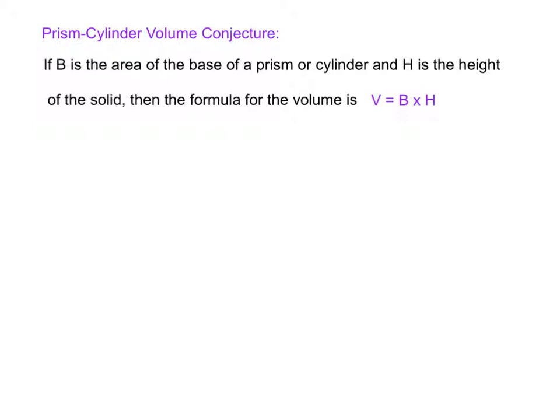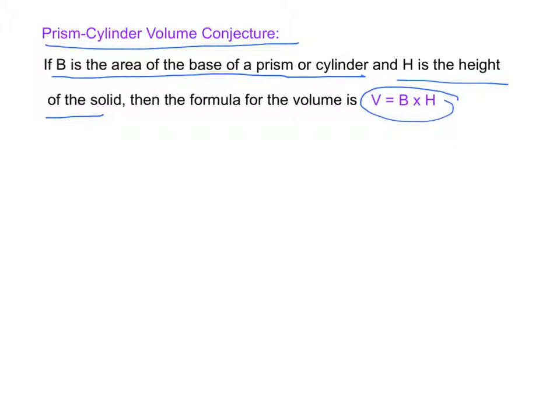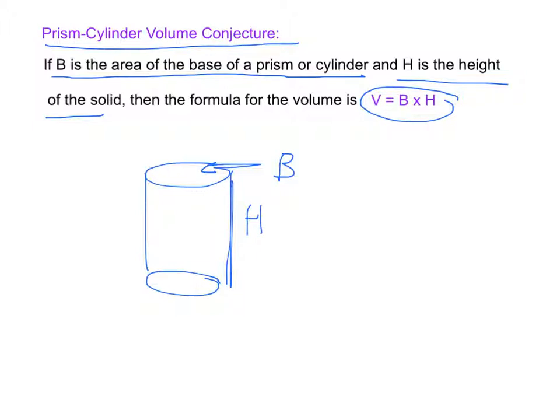So this is the prism-cylinder volume conjecture, which states that if B is the area of the base of a prism or cylinder, and h is the height of the solid, then the formula for the volume is V equals B times h. So essentially, if you have, for example, a cylinder, and you know that the area of the circle here is going to be B, and you know that this length here, the height, if you have a right cylinder that is, otherwise if you get the height, is h, then the volume is going to be the area here. So this is an area and this is a height. This is a length.